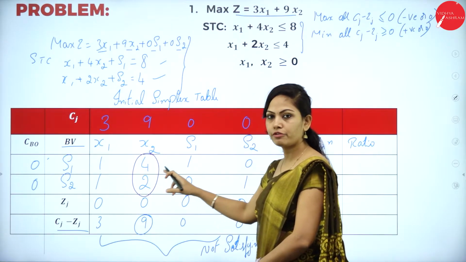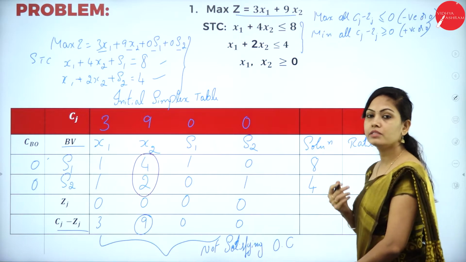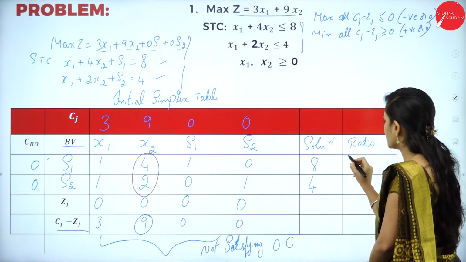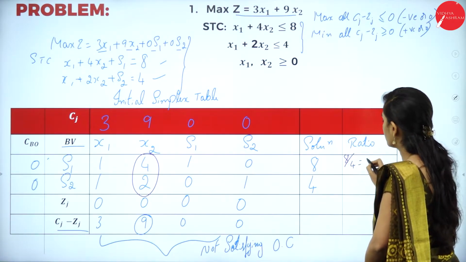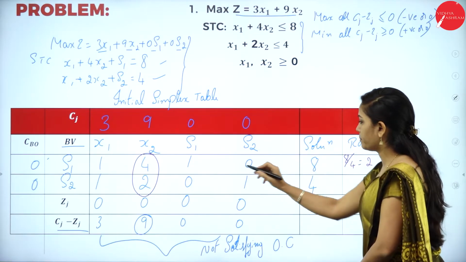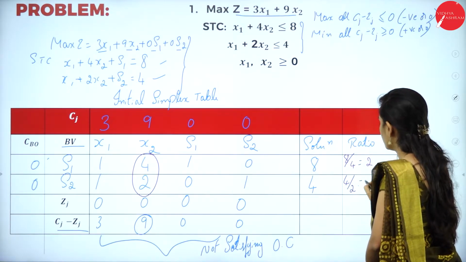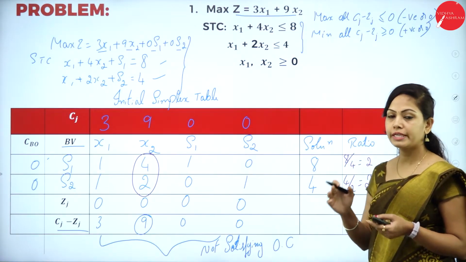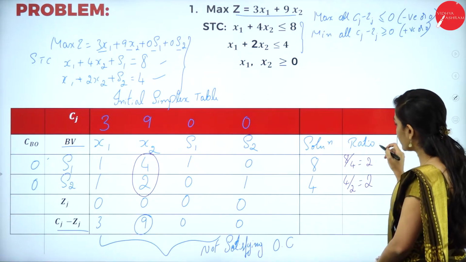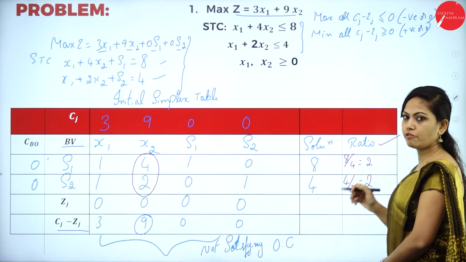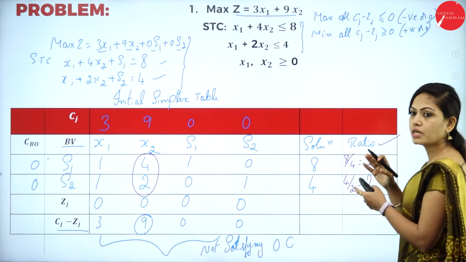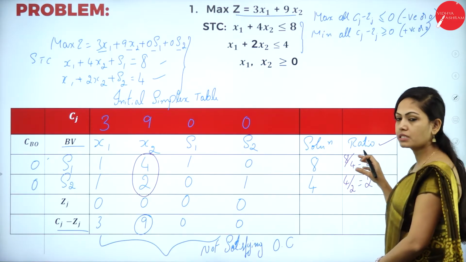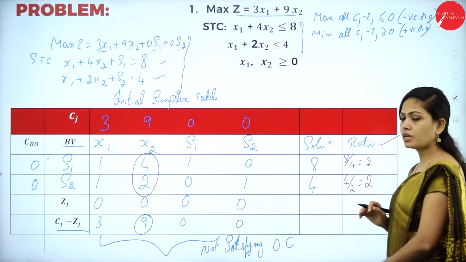After this, we have to find the ratio value for getting the key row. Ratio means solution divided by key column. Solution is 8 divided by 4, it is 2. And 4 divided by 2, it is also 2. Now we can find the key row, that means the leaving variable. In the ratio column, I have to select the least positive value. Both the values are positive and both are equal. So how to select the least positive value here?